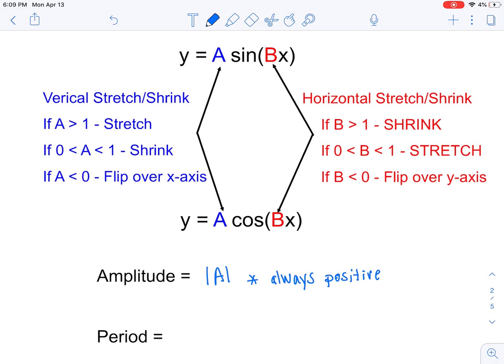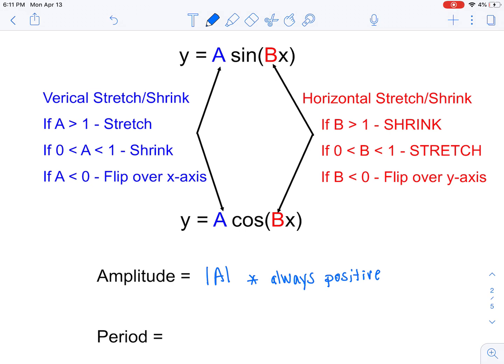The b is what changes our period, and that changes our horizontal stretch or shrink. So basically, if I stretch it, that means it's going to take longer to do 1 cycle, so greater than 2 pi. If I horizontally shrink my graph, that means it's going to take less distance to do 1 cycle of my curve.